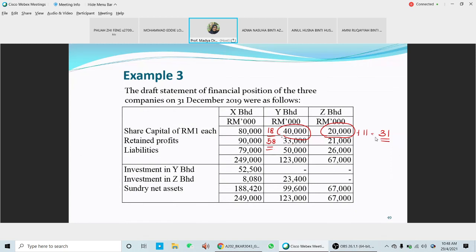Okay, so this is what you have. The RE, it seems that the RE has been increased. This will also be increased. And then you're going to have investments here. The amount of investments here is 52.5, and that 52.5 here is 75% you acquired. And then this 23.4 here is 60%. 0.08 here is for the additional 20% in Z.